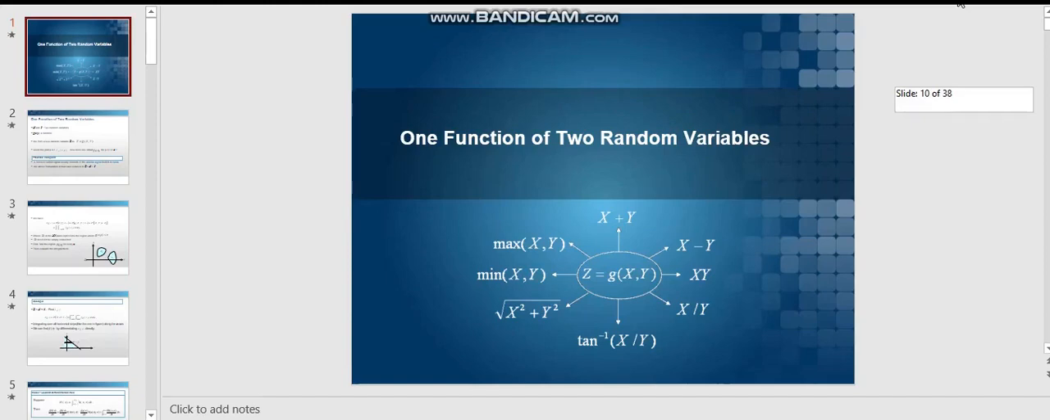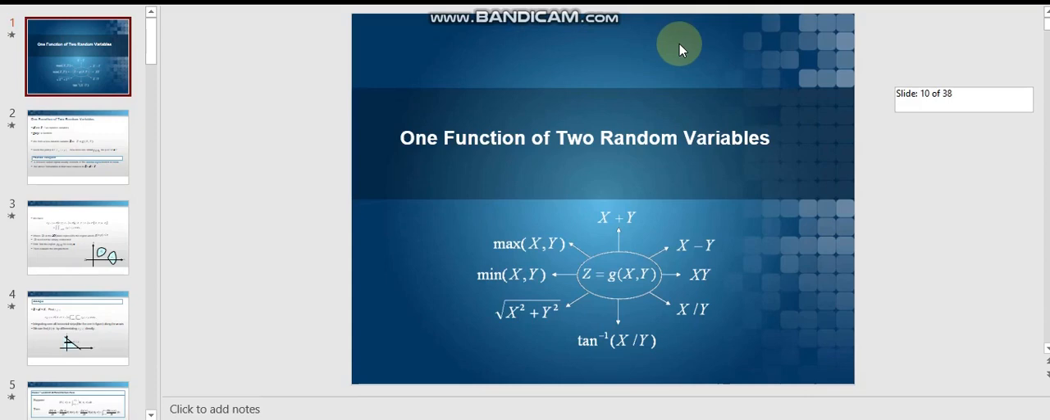Lecture, let us talk about function of two random variables. First, we'll talk about one function of two random variables. Later on, we will see two functions of two random variables.